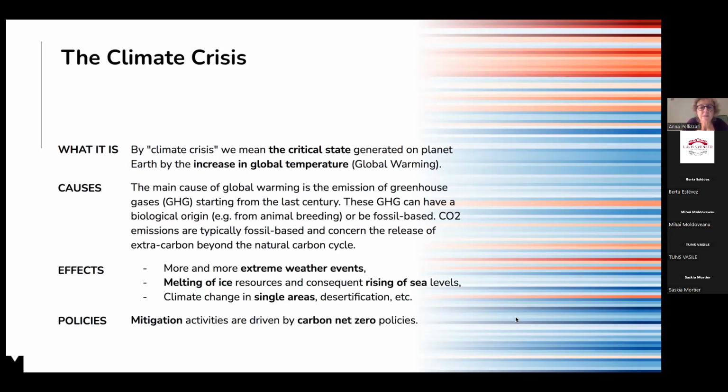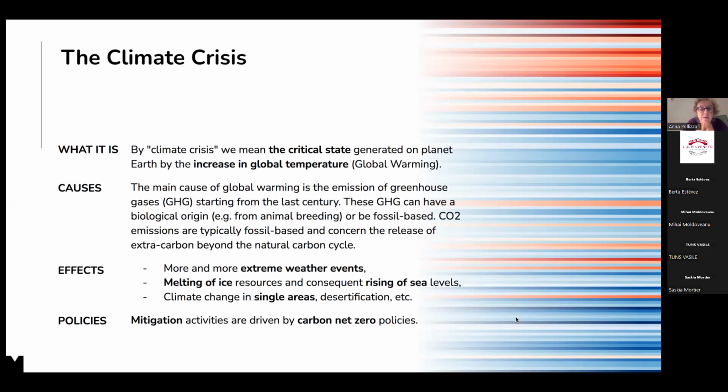These greenhouse gases can have a biological origin or be fossil-based. CO2 emissions are typically fossil-based and concern the release of extra carbon beyond the natural carbon cycle. So the problem is clearly concerning the extra carbon. The effects of global warming are more and more extreme weather events, melting of ice resources and consequent rising of sea levels, climate change in single areas, desertification, etc.